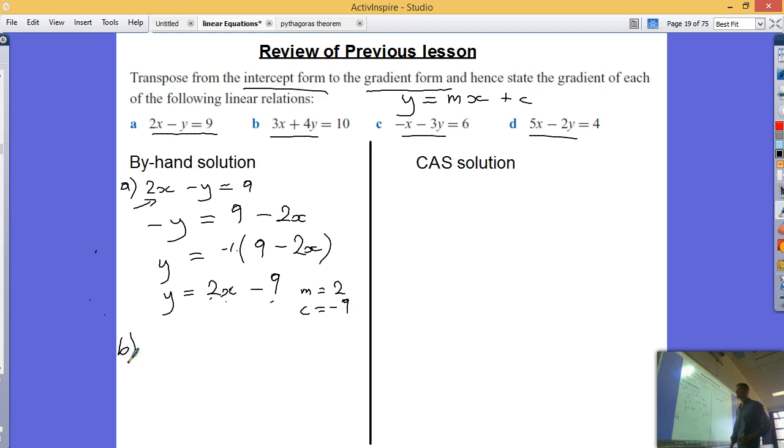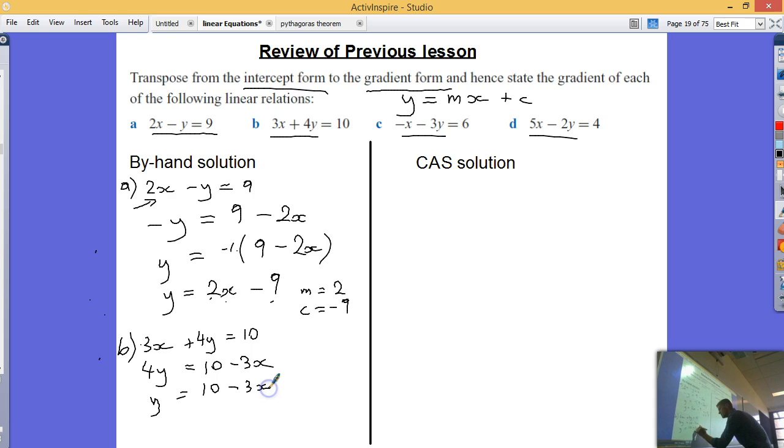Let's transpose B and get it into gradient form. 3x plus 4y is 10. Let's get the y by itself. Looking at the x term, it has no sign in front, which means it must be positive, so the inverse operation is to subtract 3x on both sides. 4y is equal to 10 minus 3x. Now, to get y by itself, we have to divide by 4 on both sides. Remember, that's the same as just multiplying by 1/4, a quarter.